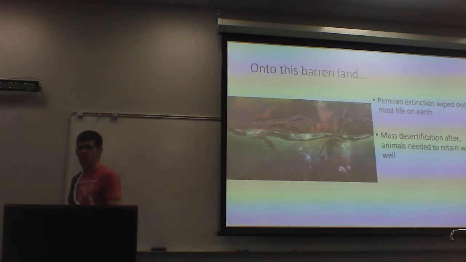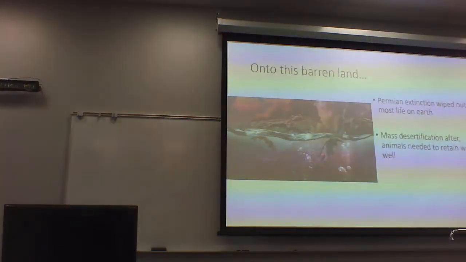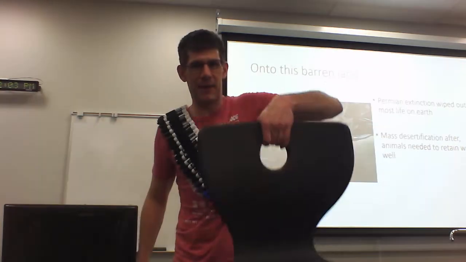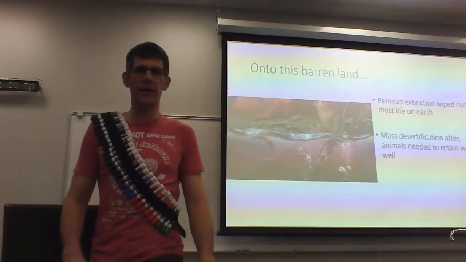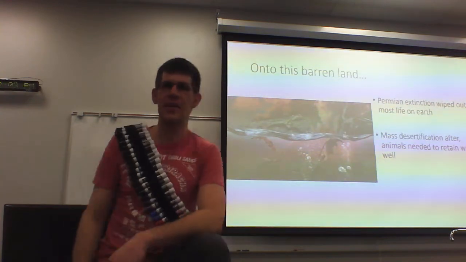We have a time and a place for evolution, and that time and place is the end of the Permian. So the Permian extinction. I kicked this chair, now it's time for me to bring it back. The Permian extinction. So onto this barren land, the Permian extinction wipes out 90% of life on Earth.